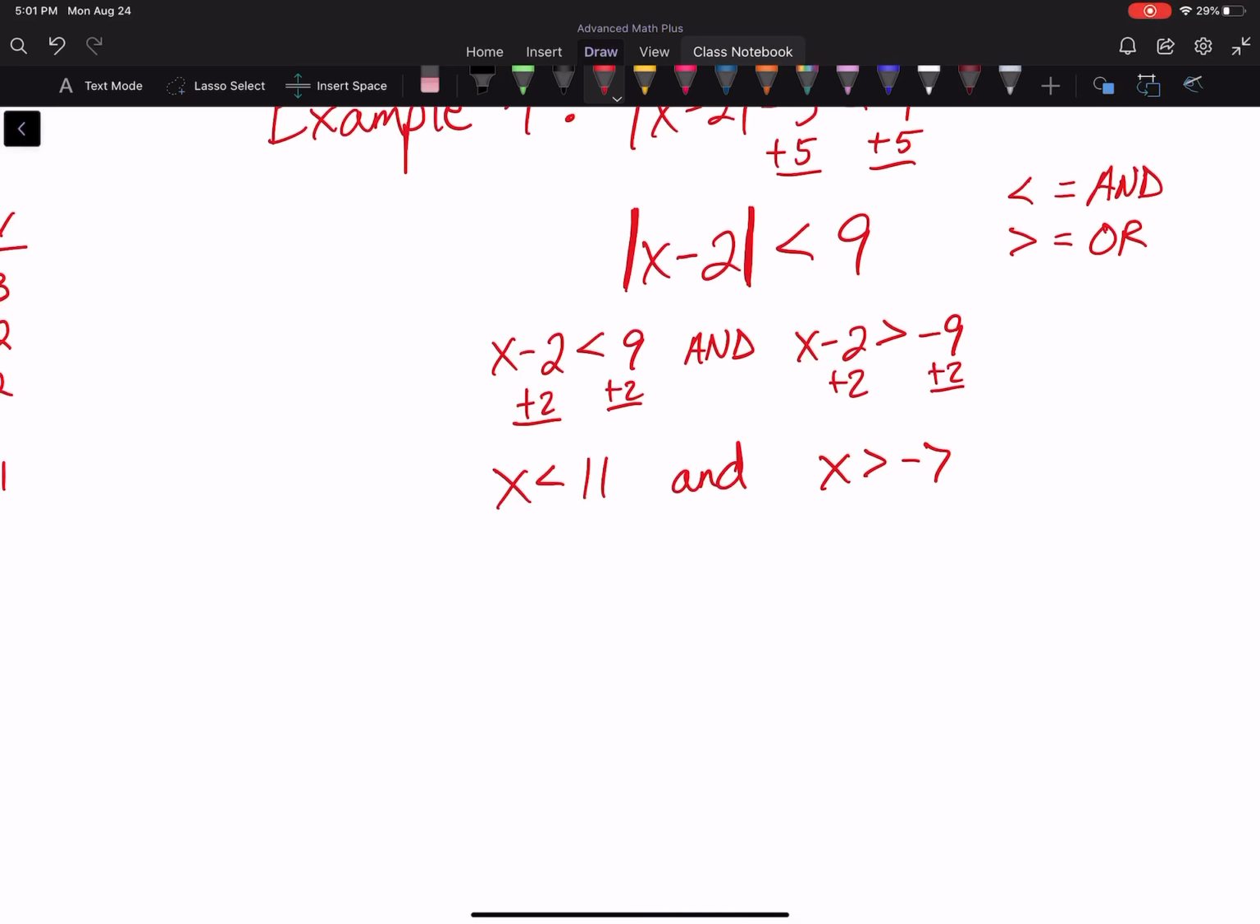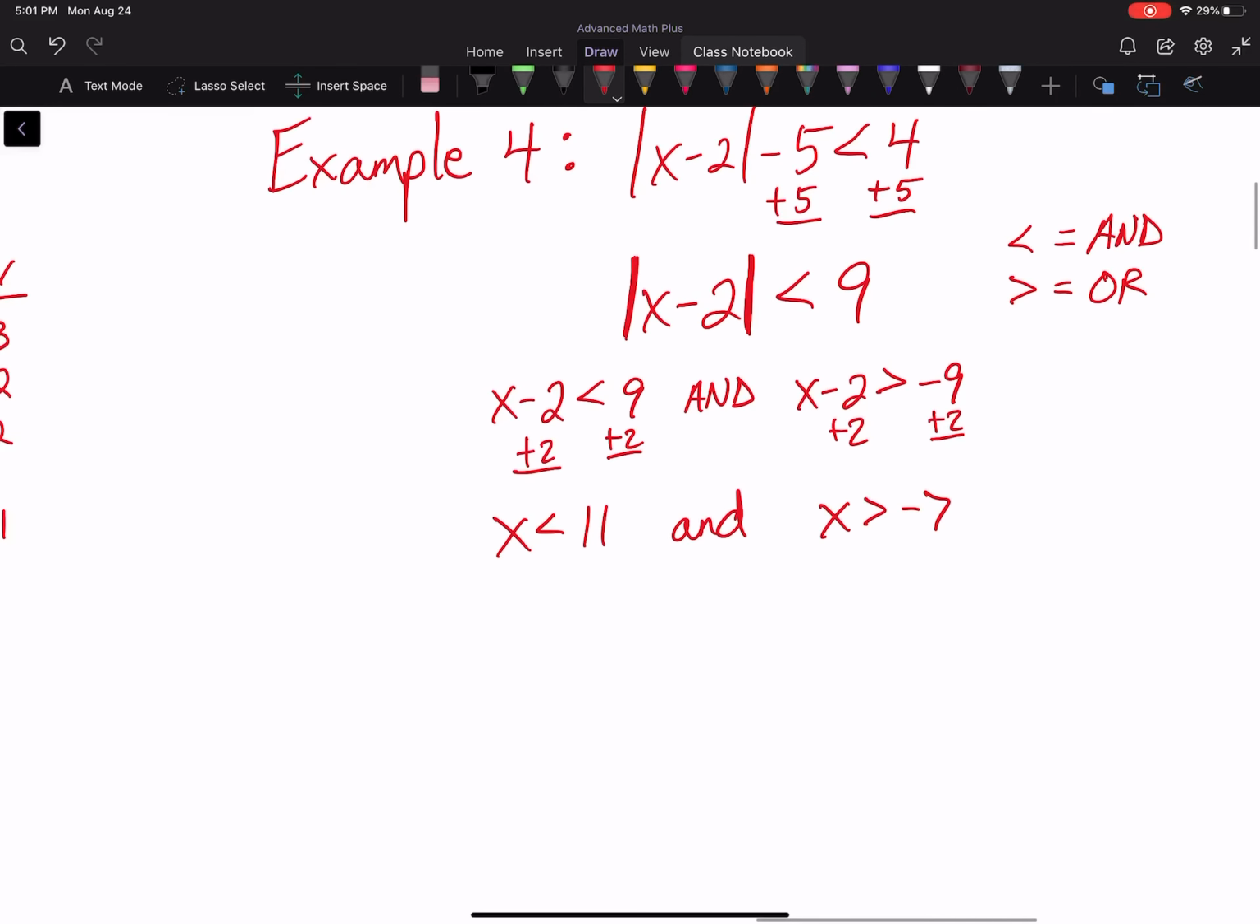And then most teachers want you to write it in interval form. So you'll put the smallest number first. X has to be bigger than negative 7. So you say negative 7 is less than x, and x is less than 11. So basically you're saying x has to come between those two numbers.